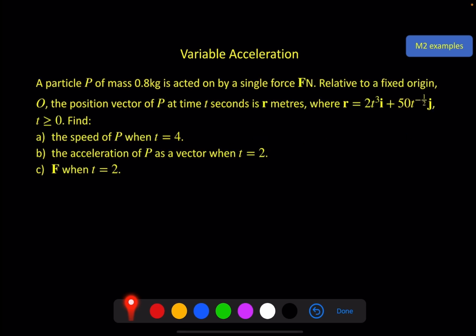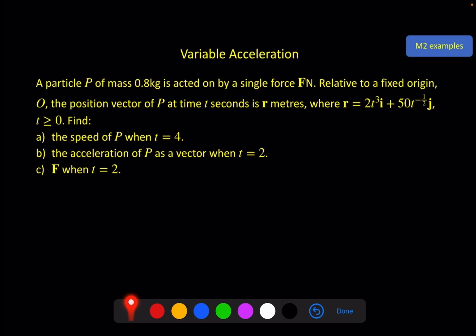First one here. Particle p of mass this is acted on by a single force this, relative to a fixed origin O. The position vector at time t seconds is r, where r is this. See the i and the j components here. t is greater than or equal to 0, find these things. So we need to find the speed of p when t equals 4.